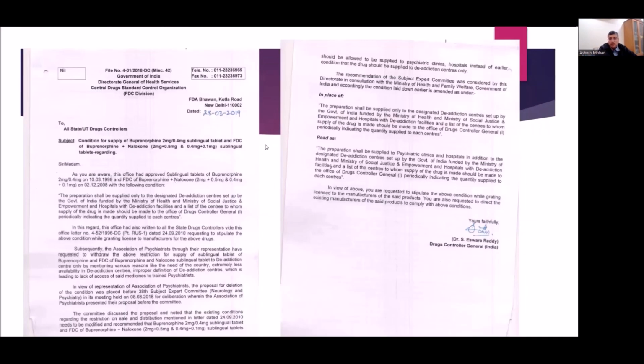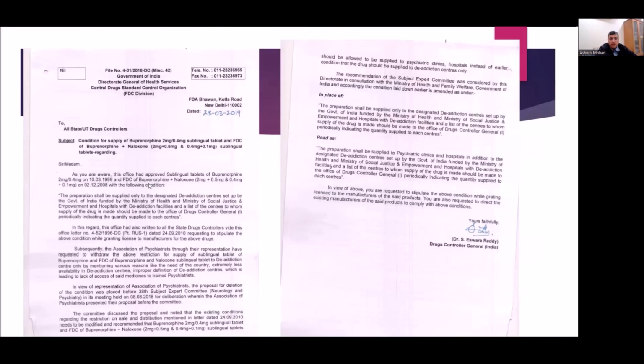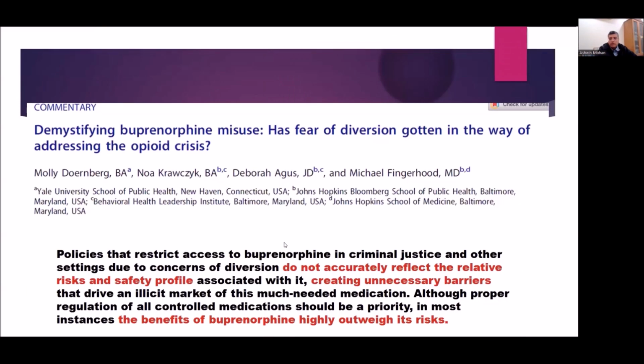So finally, what happened in 2019? This was in August 2018. It took almost 7 months of waiting and hoping for things to change. This final change came: the preparation shall be supplied to psychiatric clinics and hospitals in addition to designated de-addiction centers set up by the Government of India and hospitals with de-addiction facilities. So again, this condition changed. But it is very important to understand, and I will divert slightly from the topic a little bit.